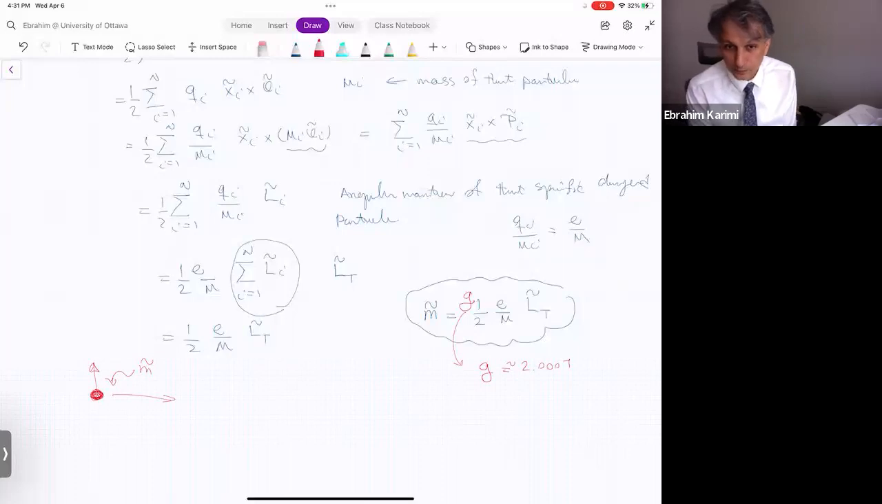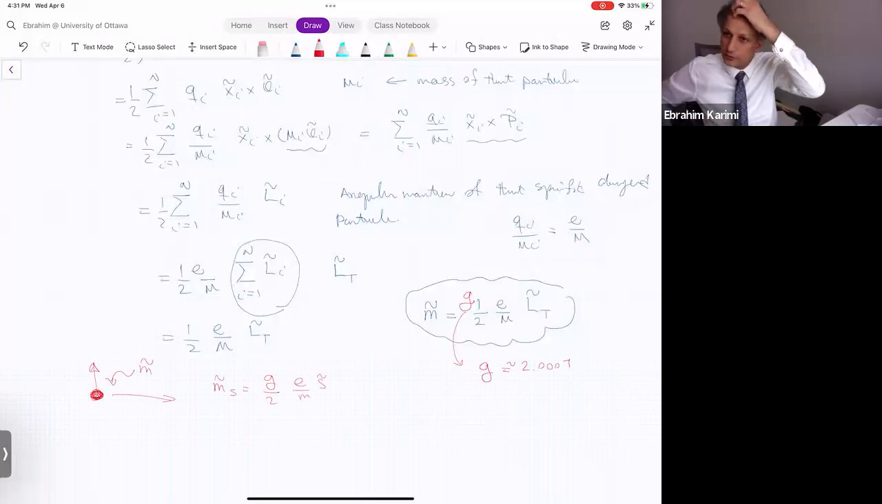Okay. And we link this to the spin angular momentum of electrons. So this is what I mean: the m due to the spin will be g divided by 2, e divided by m, times the spin, that you will get for the electron. Good.